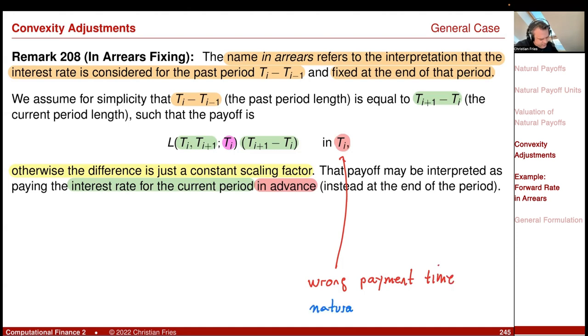The natural one would be T_{i+1}: pay the interest rate fixed at the beginning of the period at the end of the period. Okay, so that's equivalent to the in arrears fixing, the in advance payment. And let's look at this product. Let's look at paying L at the wrong time. So I pay in the wrong unit. This here is the payment unit P(T_i), and it should actually be the payment unit P(T_{i+1}). So I pay in the wrong unit.